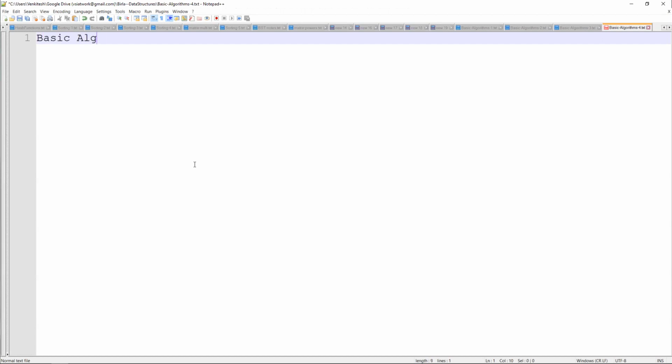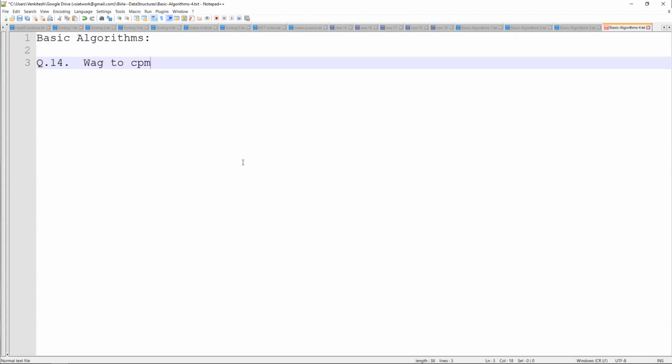So let us continue with some more basic algorithms. Okay. So this time, let's try to compute the solutions of a quadratic equation. Remember quadratic equation, right? So write an algorithm to compute the solutions, roots of a quadratic equation.